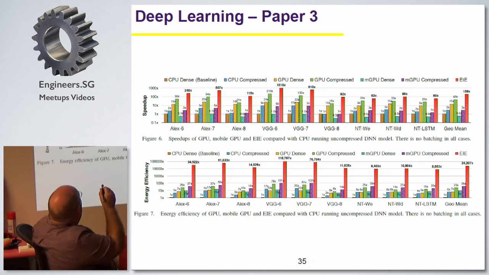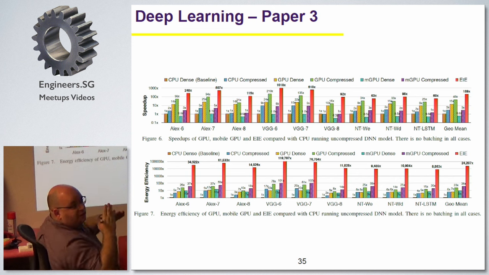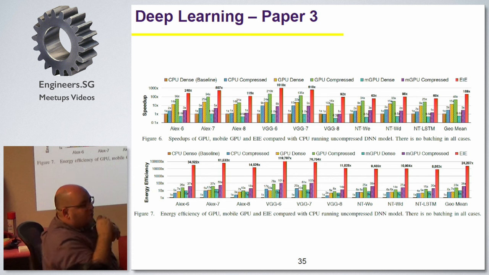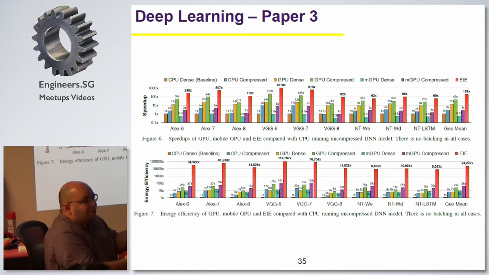So here you have the CPU. This is the reference, afterwards GPU compressed, GPU dense. So dense and compressed is those machines, like you said, the more you do, some of those operations are different. MGPU, I think, is multiple GPU. And here, this is their system. And of course, their system is multiplied by 24,000. Here, those numbers are because of the amount of money and the amount of design that you do.